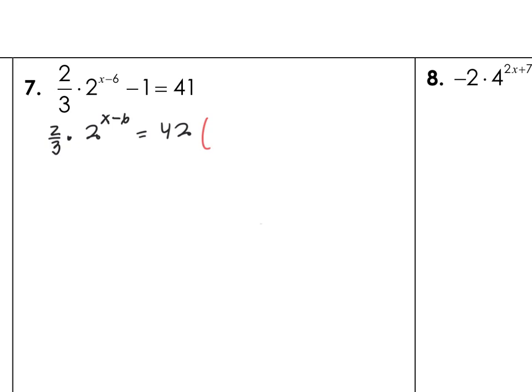Let me change a color. So I'm going to multiply by 3 over 2. Okay, because that's how we can get this to cancel and be 1. So over here, I just have that 2 to the x minus 6 power. Over here, let's see, this is like over 1, so the 2 cancels with that. That's 21. 21 times 3 is 63. Now, if you don't believe me, you can check it on a calculator.